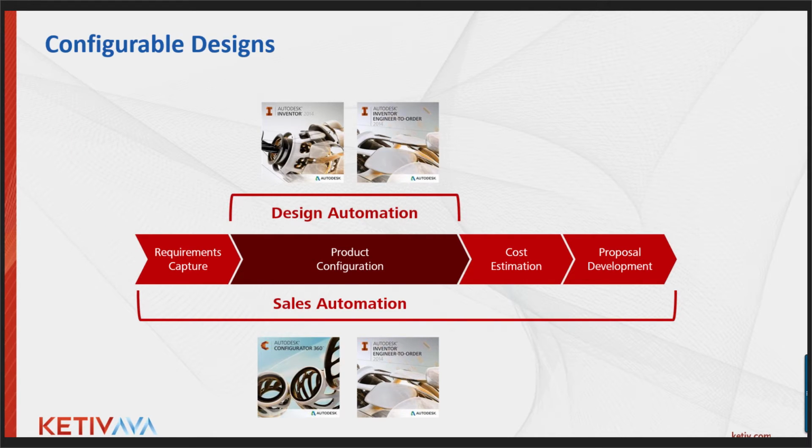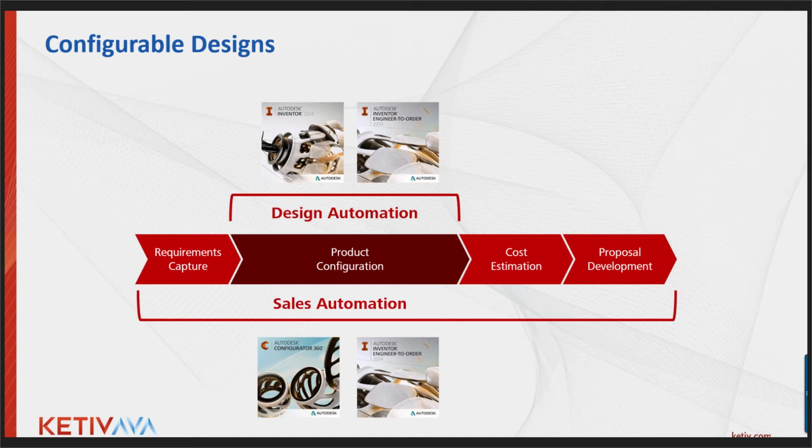So when you think about the entire sales process, capturing requirements, then we talk about configuring our products, and we're trying to figure out the cost and developing the proposals. That's really the entire process when we're talking about configurable designs or design automation. Design automation is really where we talk about that longer piece, doing some kind of way to configure my product, capturing some level of rules inside of my designs, and how am I going to share that?